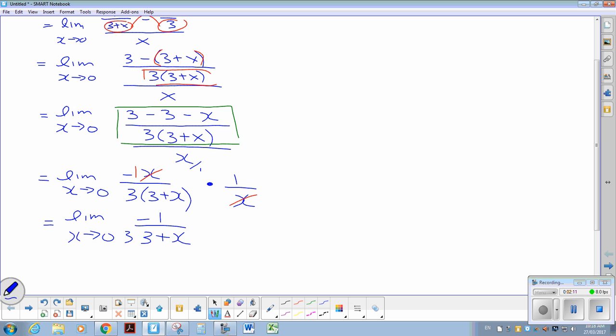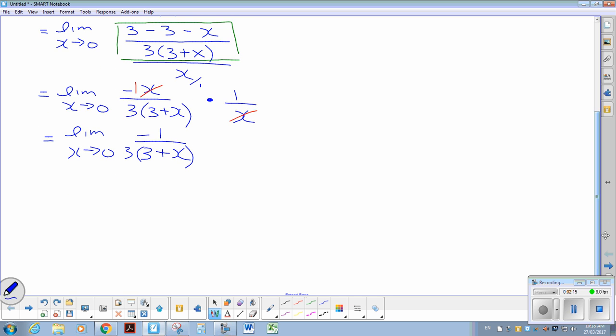If I was to substitute a 0 in, and again, a problem is if we're dividing by 0, we can see this time, if x goes to 0, we don't have an issue anymore, so we can drop the limit notation, and we see that our final answer is -1/9.